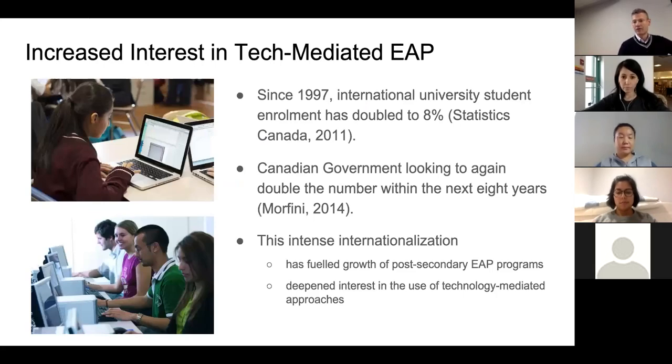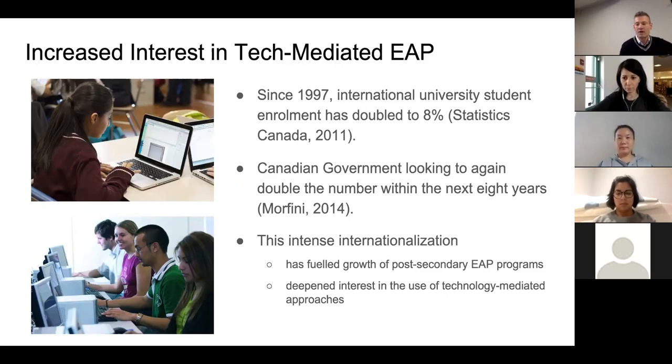Okay, so I'm going to minimize some of the participants here so I can see the screen and we can see it. The interest in looking at technology in EAP really is because of the dramatic increases in international student enrollments that have happened and that continue to happen in post-secondary institutions like universities and colleges in North America and elsewhere.